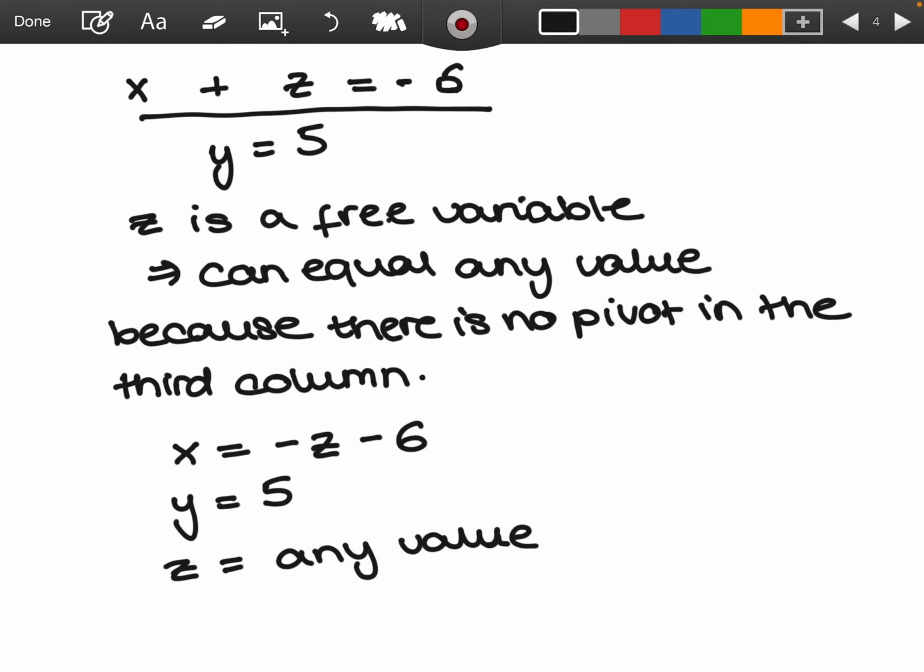It can then ask you for a particular solution. In that case, all you would do is pick any value you want for z, let's say 1, and then you would determine what x was depending on the value of z that you pick. So if I picked z is equal to 1, that would make x -7. So a particular solution to my problem would be x is equal to -7, y is equal to 5, z is equal to 1. That is just one particular solution, but there are infinitely many of them depending on what I picked for z.